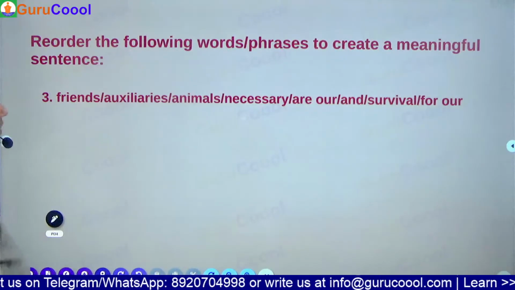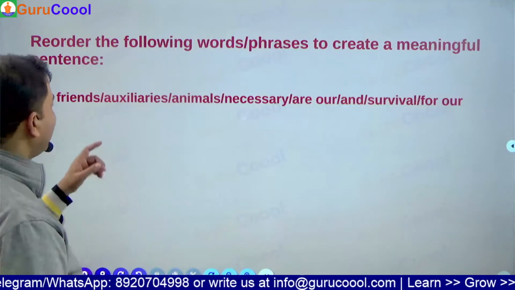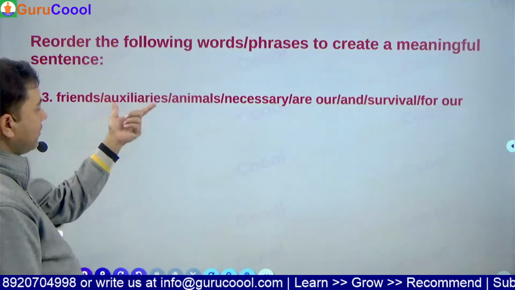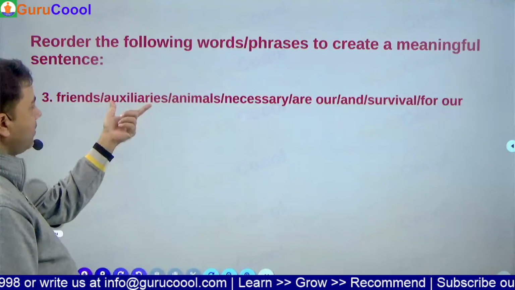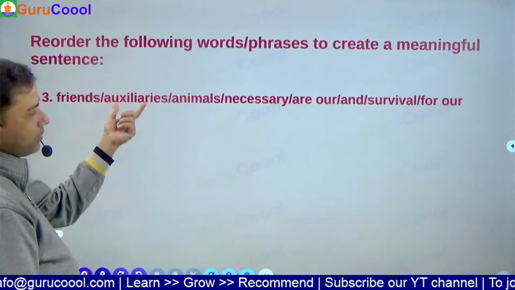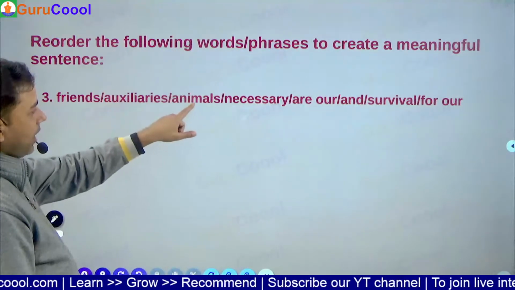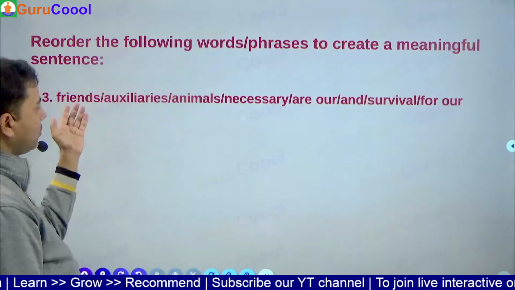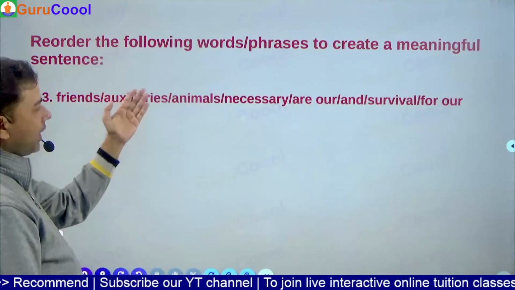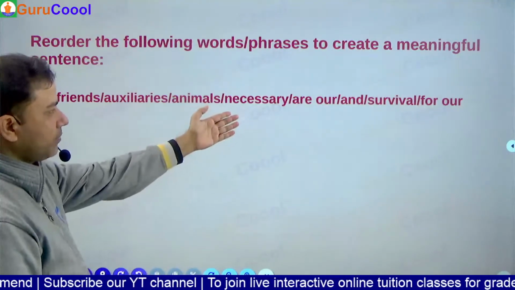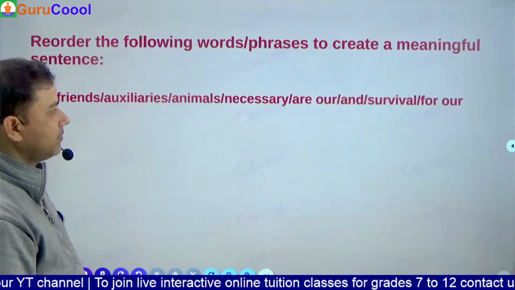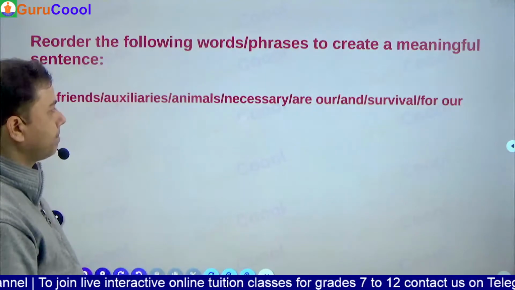No, actually it should be like this. Auxiliaries, friends. Auxiliary means helpful. I think animals are friends also. Animals are auxiliaries also. And animals are necessary also. What do you think for our survival? What do you think? Yes, sir.